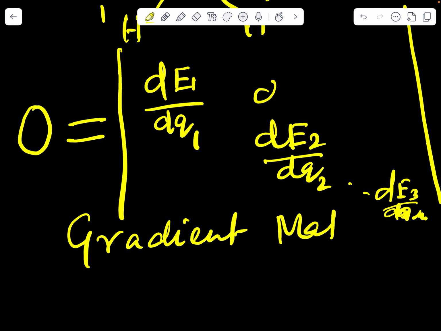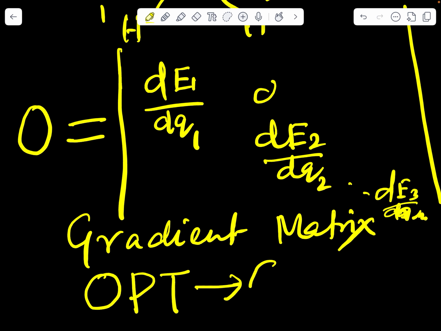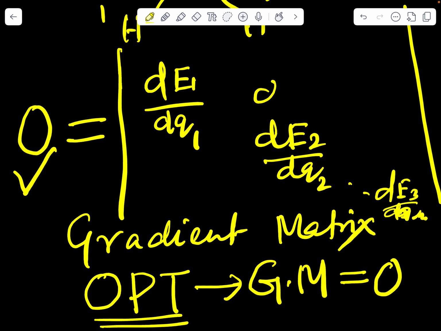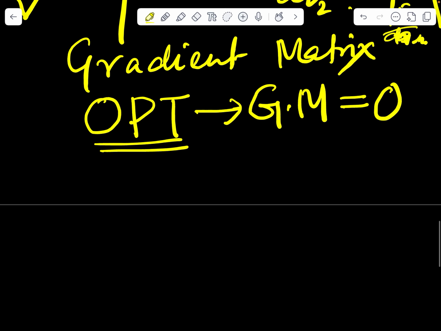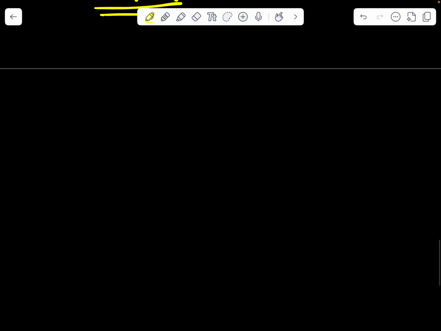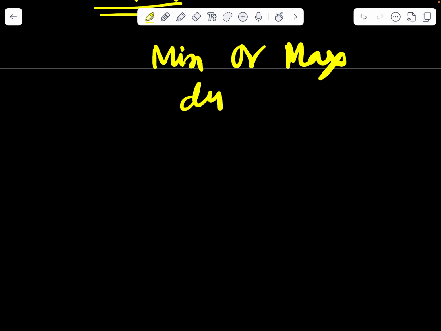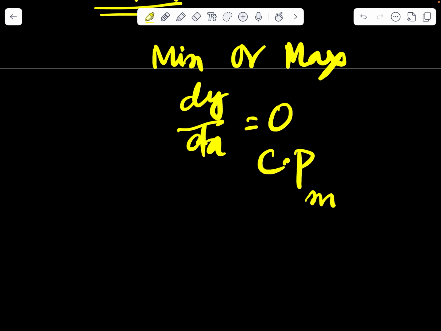So this matrix is called the gradient matrix. Whenever we use a keyword called OPT, which stands for optimization, it will create a gradient matrix and try to bring it equal to 0 like this. So this is what is called optimization. Now after optimization, we are not sure whether it is minimum or maximum, because optimization is nothing but dy by dx equal to 0, which is a critical point. So this critical point may be minimum or maximum.